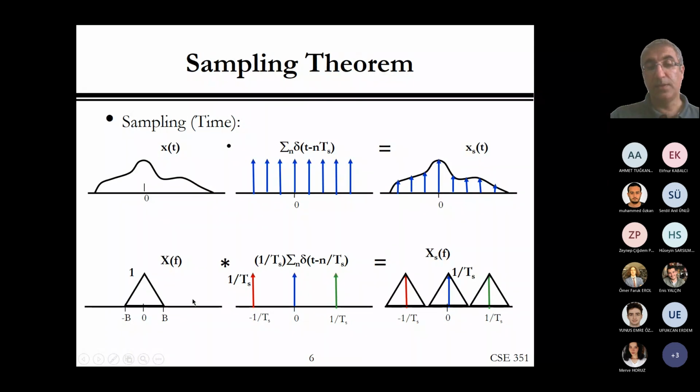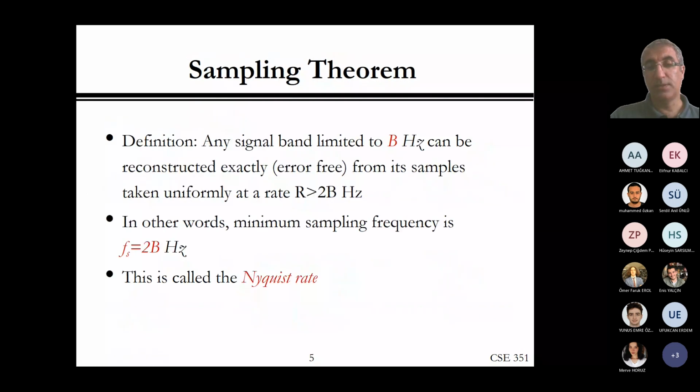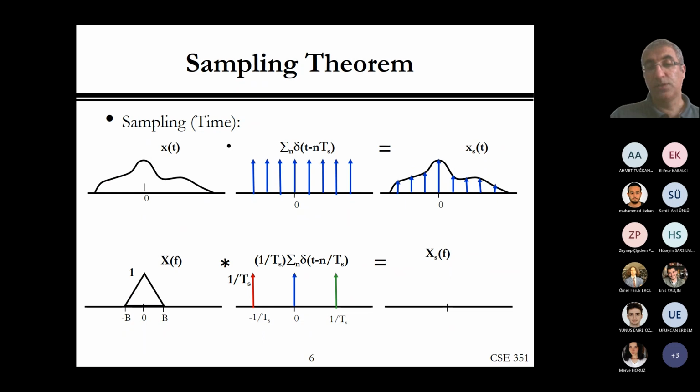Now remember, the Nyquist rate was equal to 2 times the bandwidth, and Fs must be greater than or equal to it. In this case, we have a B from here and a B from here, so Fs is equal to exactly 2B. If it was less than 2B, what would happen?